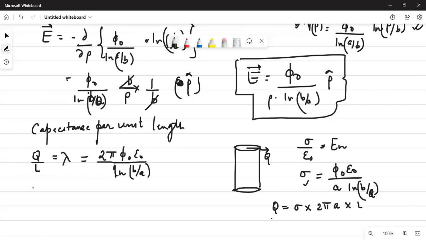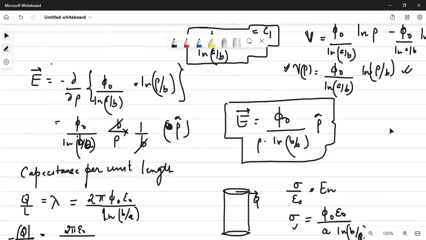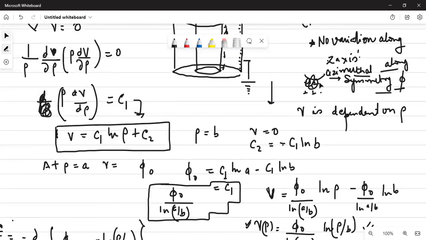If I want to find the capacitance, all I need to do is divide this charge per unit length by the total potential. So I will get capacitance per unit length. The potential difference between the two plates is phi naught. So this will give me 2 pi epsilon naught upon ln of b upon a. So this is the capacitance per unit length for a cylindrical capacitor, or for the case of a coaxial cable. So here I have finished this particular thing.